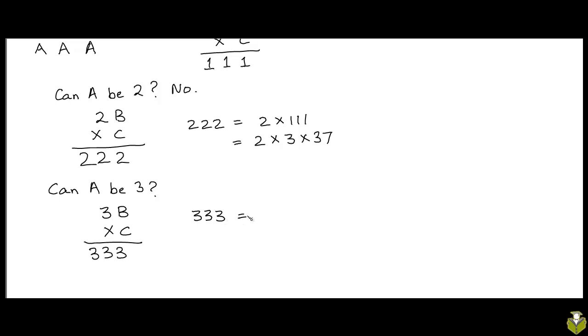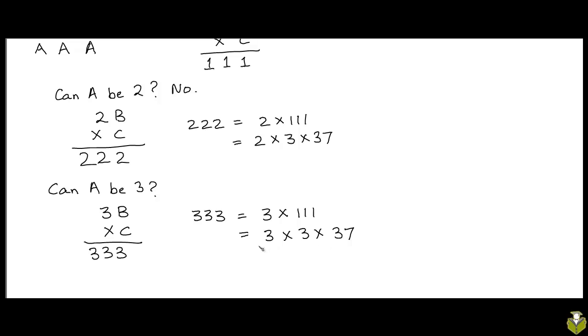So first let's factorize 333 into its prime factors. 333 can be expressed as 3 times 111, and we know that 111 has two factors, 3 and 37, apart from 1 and the number itself. So we can express 333 as 3 times 3 times 37. Now we need to figure out whether 333 can be expressed as the product of two numbers where one of the numbers is a two-digit number that begins with a 3.